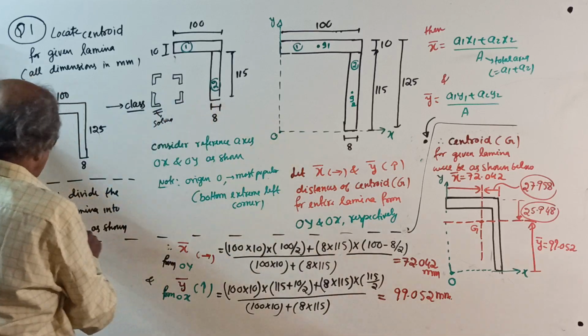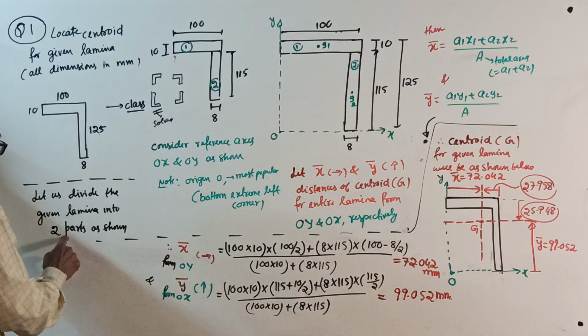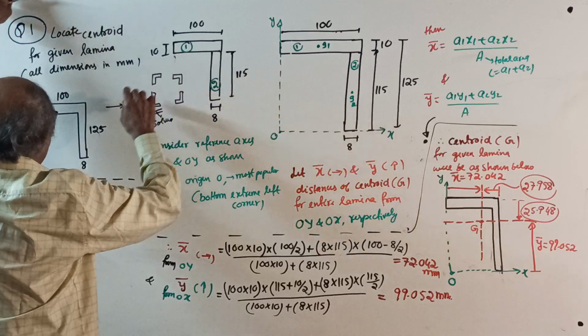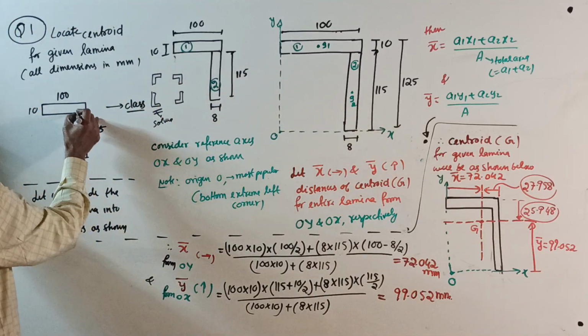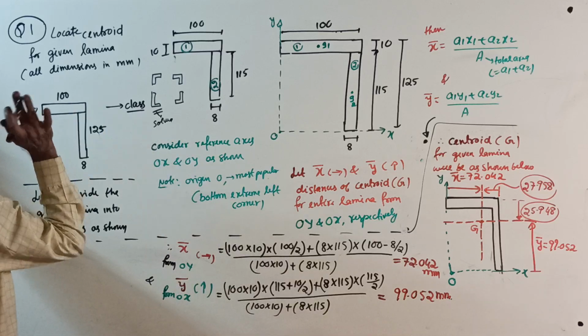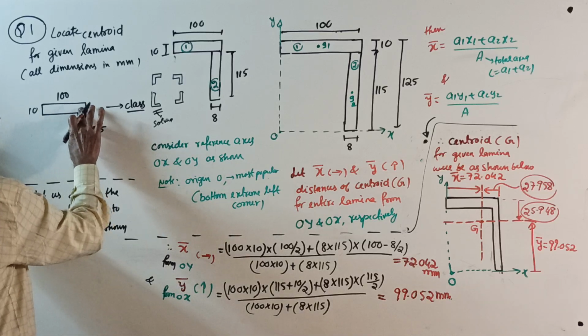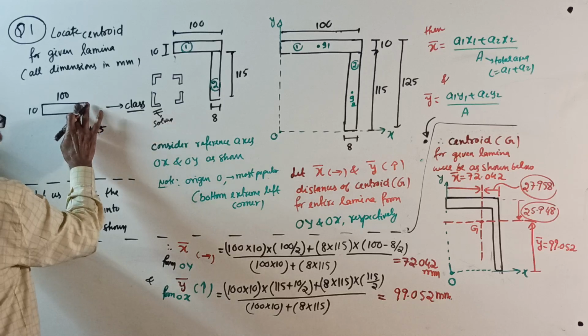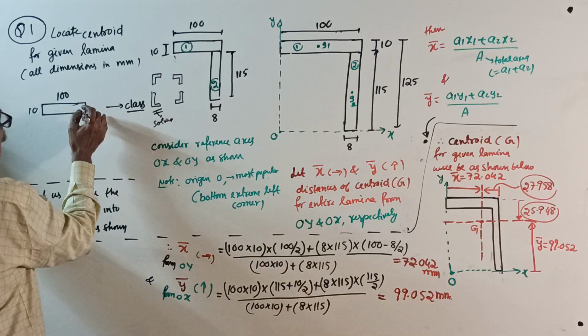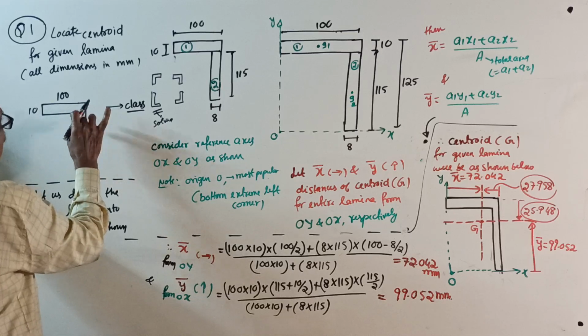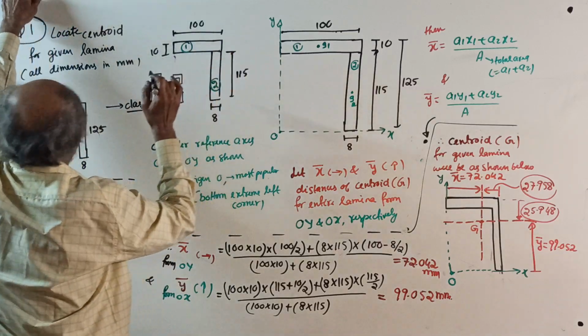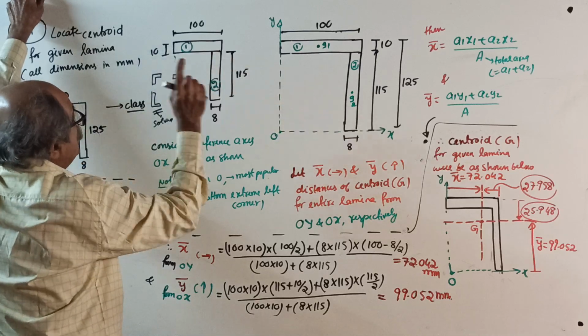Okay, start. Let us divide the given lamina into two parts. See, this way. You can either divide like this, or you can also divide like this. But usually I prefer to divide horizontally, this way. But here don't write anything. Here nothing to be done. Okay, I will do this way. Now, component 1, component 2.